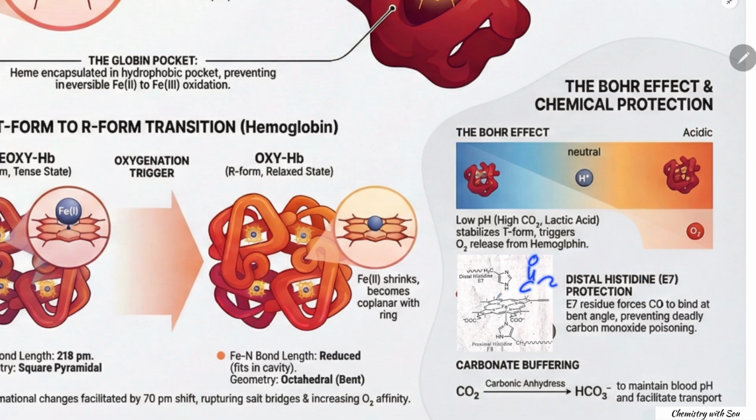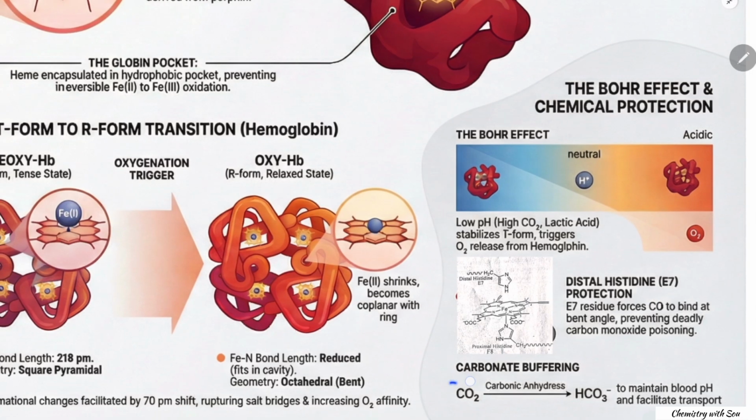If CO enters in a perpendicular way, meaning at a 180 degree or 90 degree angle, then it is very dangerous, because this is a strong pi acceptor ligand and it will poison our blood and can cause loss of human life. So this distal histidine will protect the hemoglobin from that, and it will force a bent shape, and it can be removed in other ways. Carbonate buffering system.